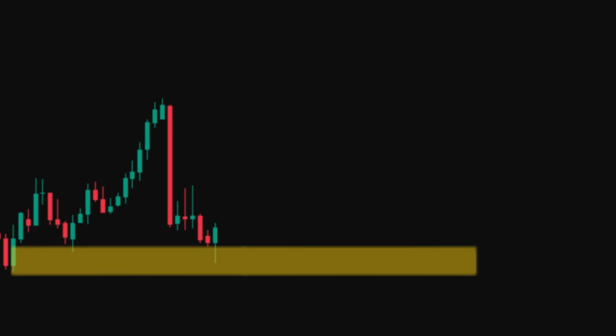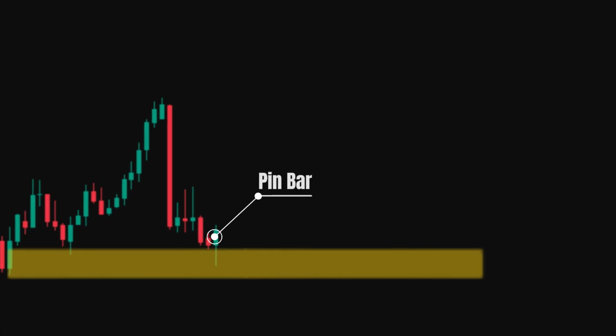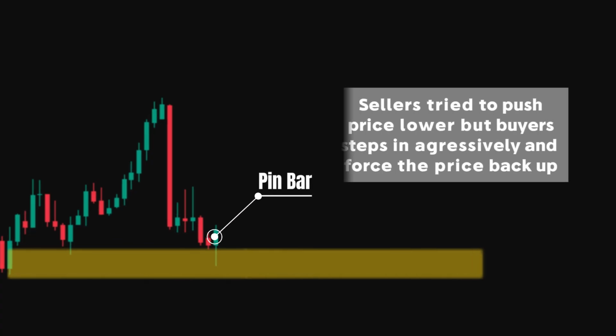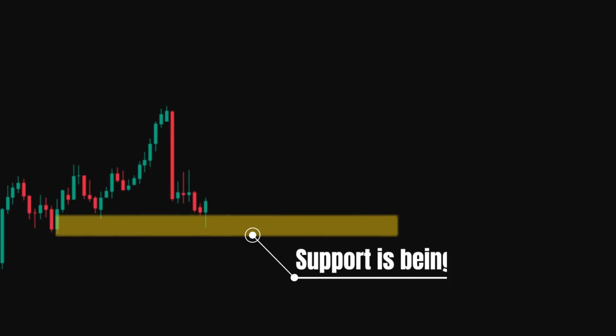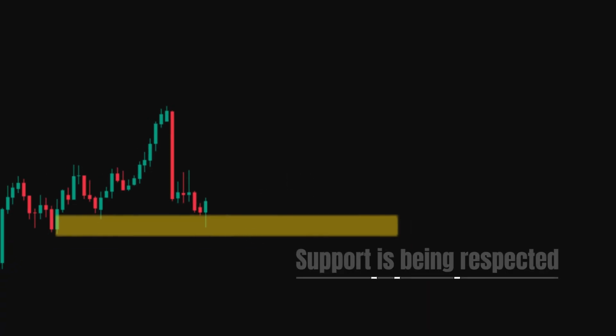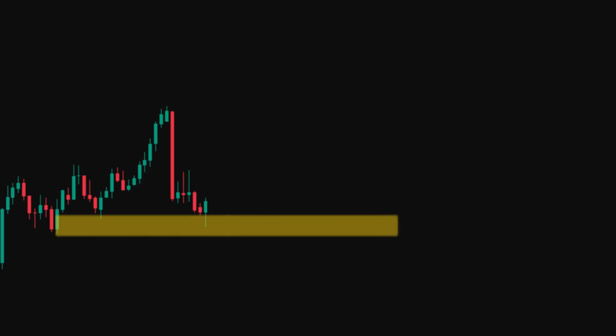Let's say price comes down to a support level and forms a solid pin bar. What this tells me is that sellers try to push price lower, but buyers step in aggressively and force the price back up. That's the first sign that the support level is being respected. But I still want one more layer of confirmation before entering the trade.